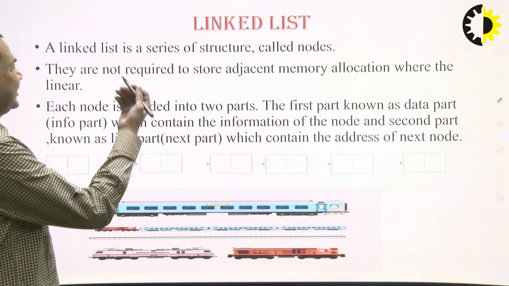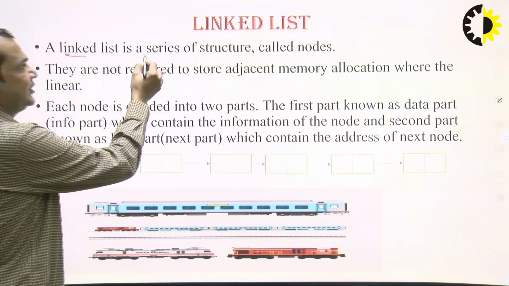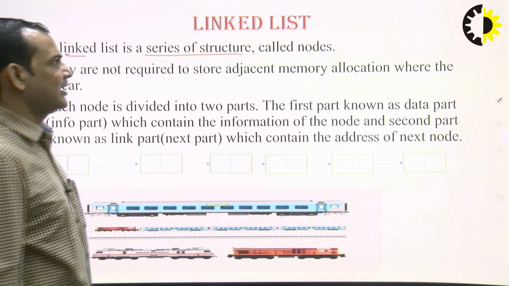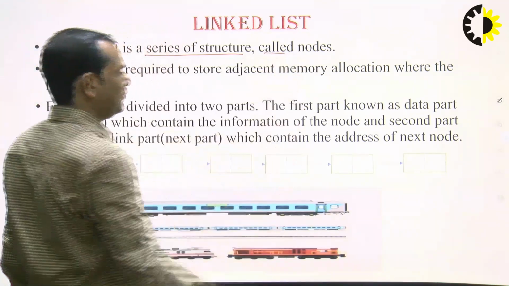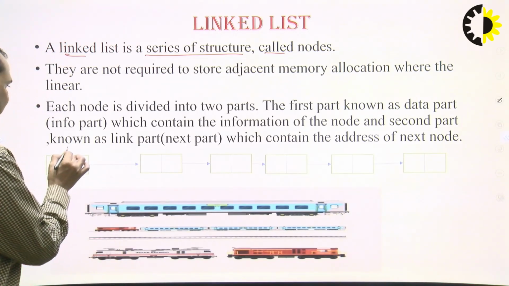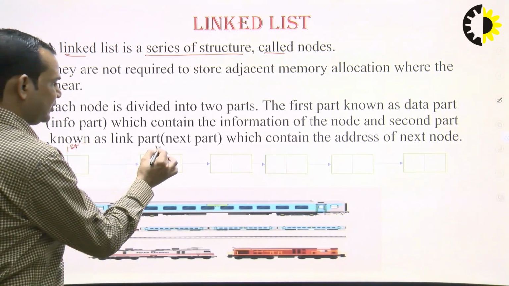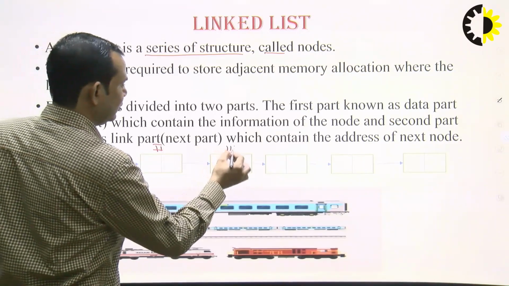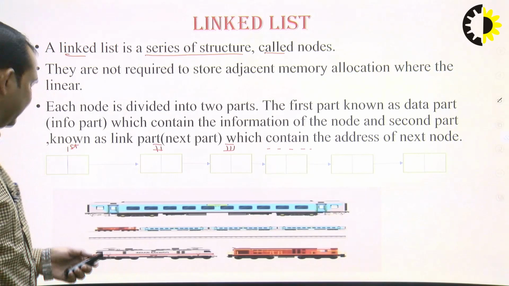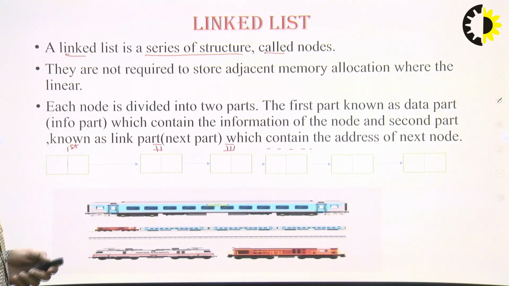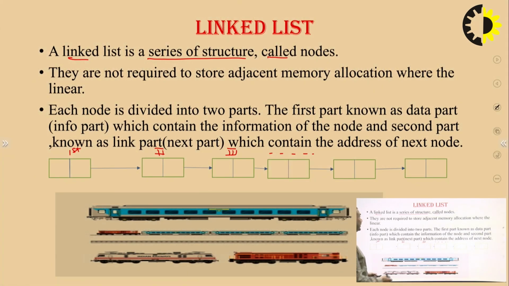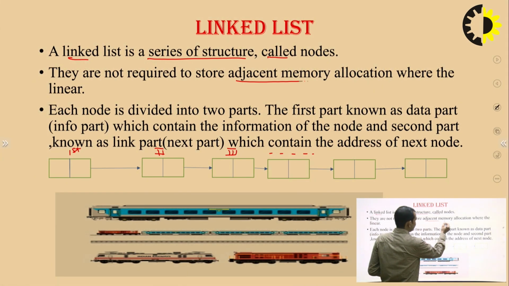A linked list is a series of structures. Series of structures means it is a collection of nodes. When we define a linked list, we can say this is our first node, this is our second node, this is our third node, and so on. It is a structure of nodes, and they are not required to be stored in adjacent memory locations.